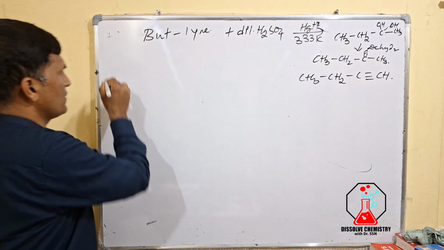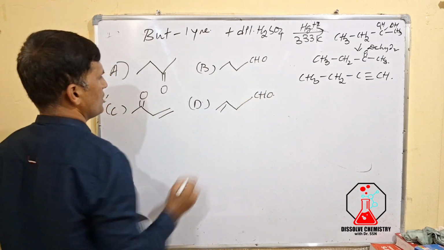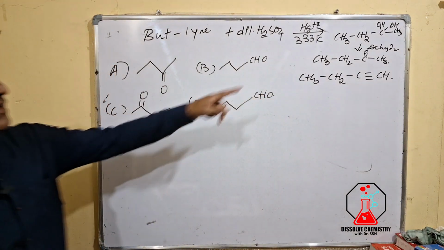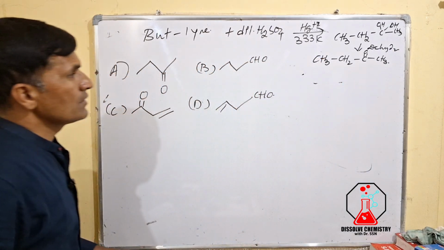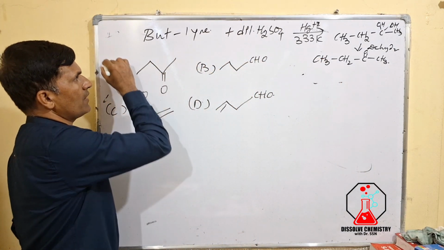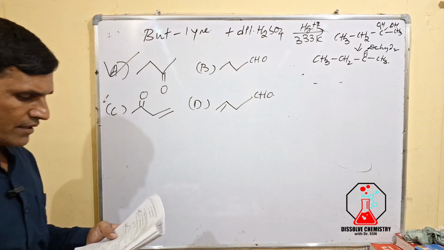Now we will see the options. So what is the right option? Already I have written the structure here. So this is the structure of the compound. So therefore your right option is A option.